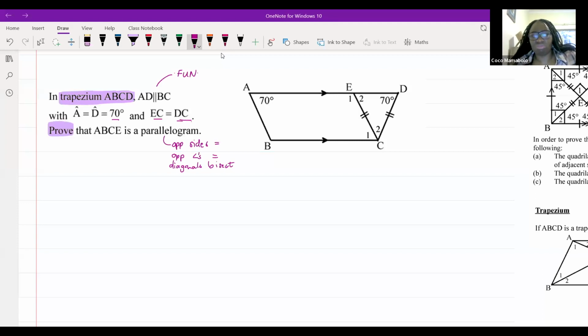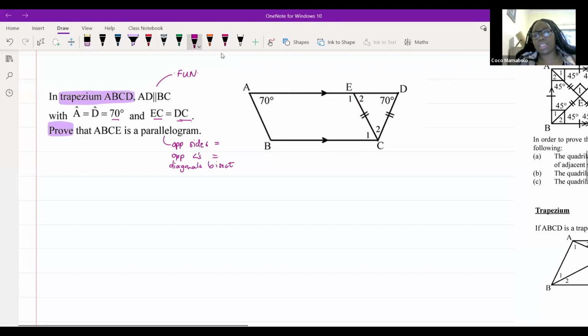DC, side DC is equal to side EC. Okay, yes, but that doesn't really tell us very much about the length of each of the sides, right? Do you agree? Unless I draw congruent triangles and try to figure that out, which is going to be a nightmare, that won't help me in this case.